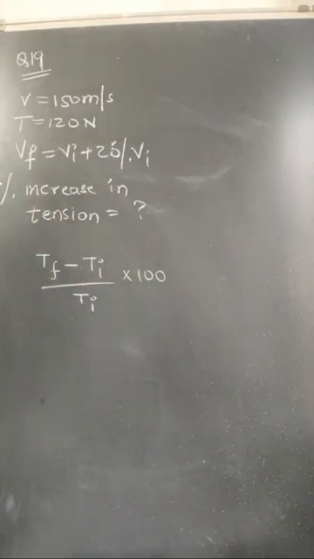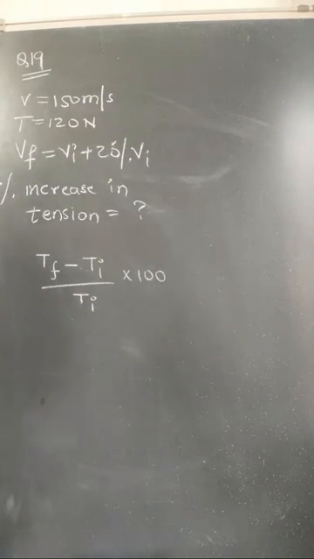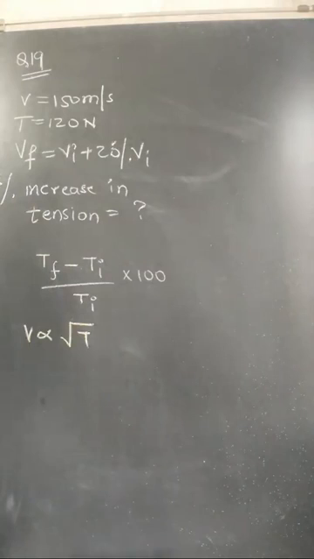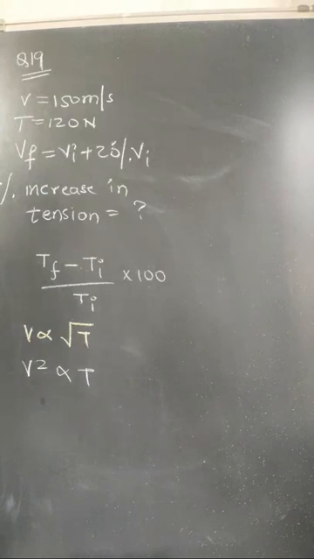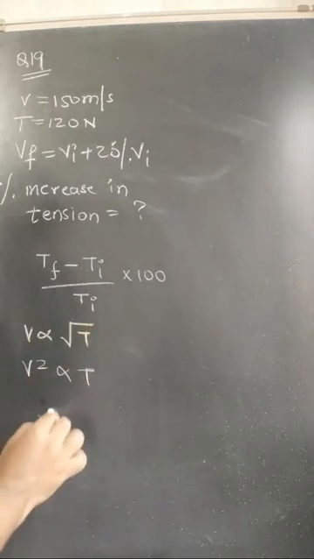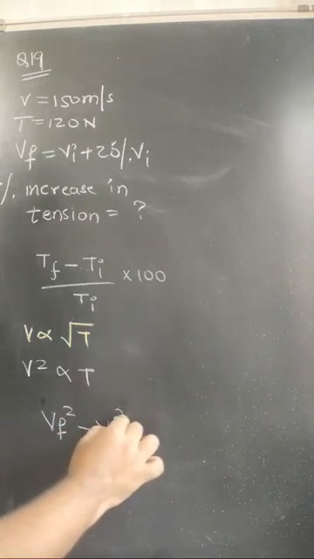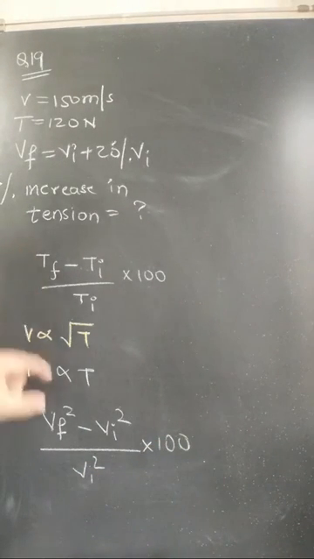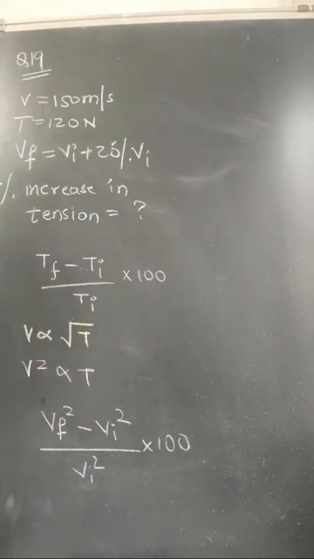You all understand this? Now, guys, what is the relation between V and T? Velocity is proportional to root T. So we can say V square is proportional to T. So from here we may say (V final square minus V initial square) upon V initial square into 100. We have replaced T final with V final square and T initial with V initial square. Now, it's time for us to substitute the values.